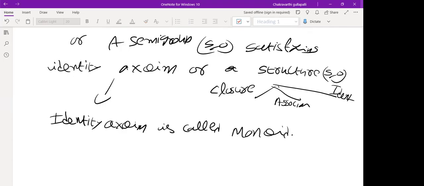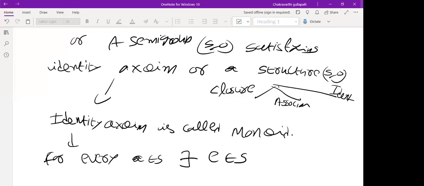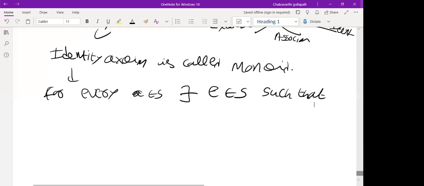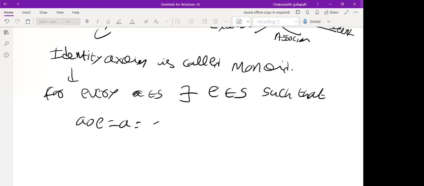What is the identity axiom? In S, there should exist an element E in S such that A circle E is equal to A, which is E circle A, for all A. Then E is called the identity element, and such a structure having an identity is what is called a monoid.